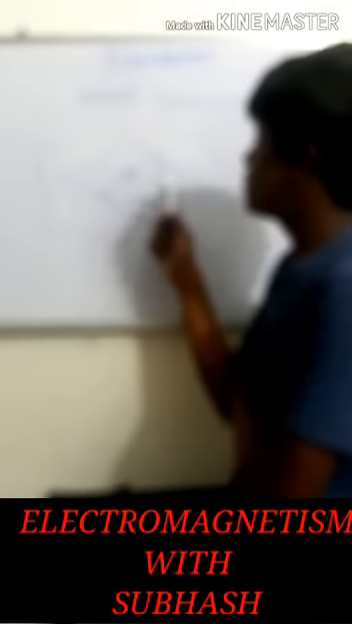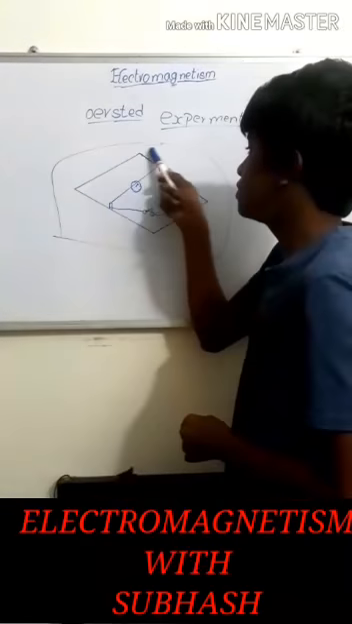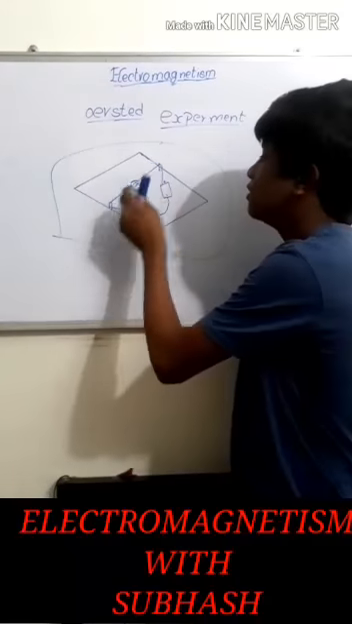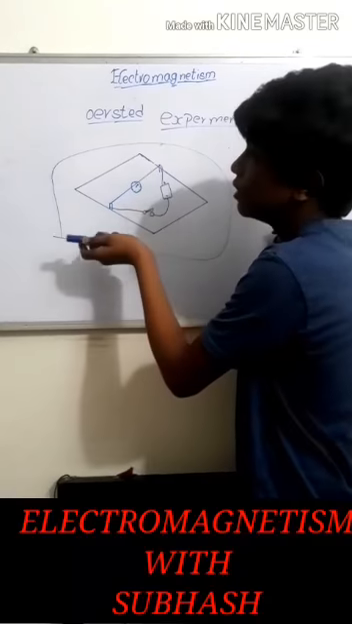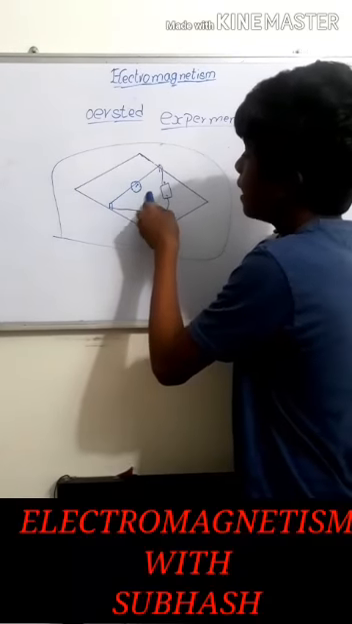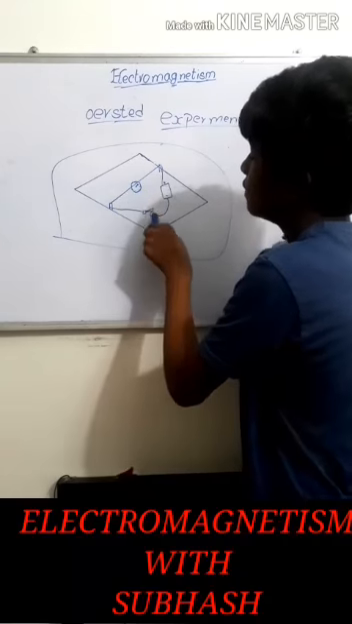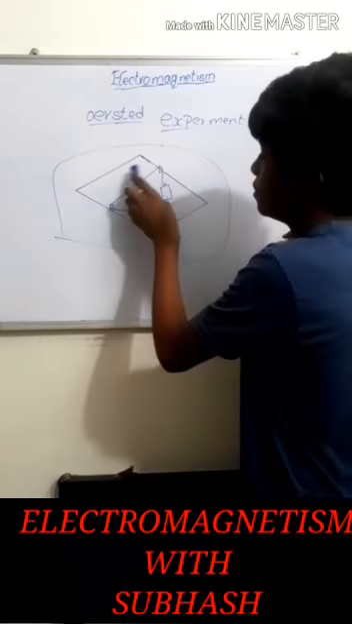In the Oersted experiment, take a thermocol sheet and keep two pins here and here, 2 centimeters in height. Then take a copper wire of 24 gauge. Take a 9-volt battery and a galvanometer. Take a switch. Arrange the apparatus as shown in the figure.